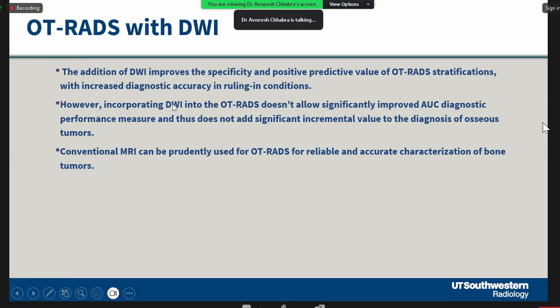Okay, so what we found was the addition of DWI improves the specificity and positive predictive value of OTR stratification with increased diagnostic accuracy in ruling in conditions, but it doesn't allow significantly improved AUC. Now, already if your AUC is 0.92 to 0.97, you expect very minor changes there, even if you add any modality. So that's expected. But increase the confidence levels as you saw. But in general, the conventional MRI can be prudently used for reliable and accurate characterization. So if you don't have DWI, that's fine.